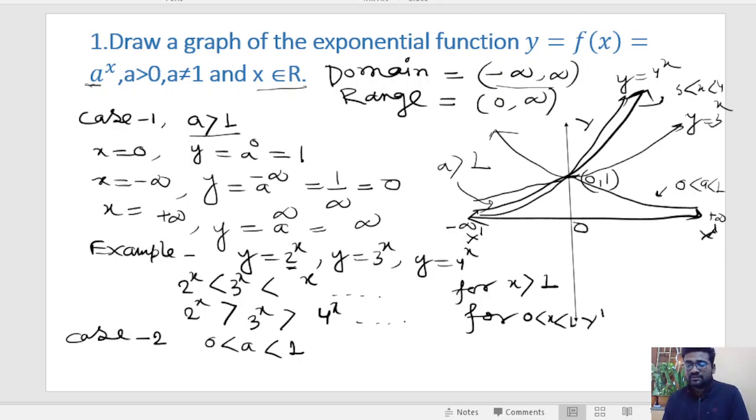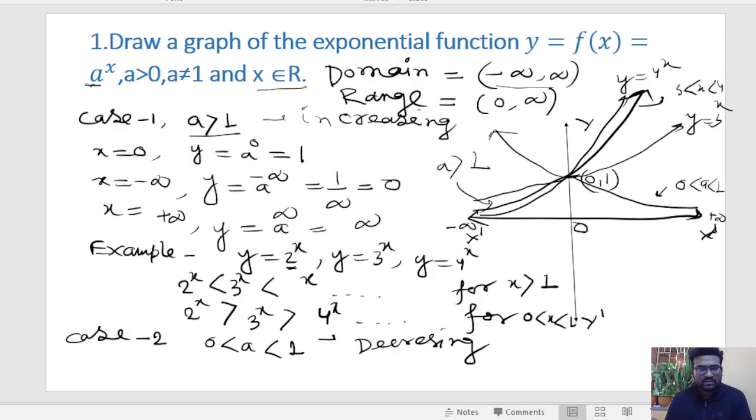Okay, understood. In general, whether the function increases or decreases depends on the interval of a. For a greater than 1, this is the increasing function, and this is the decreasing function. So what decides whether the function increases or decreases depends on the interval of a. Today we solve important questions for JEE aspirant students.